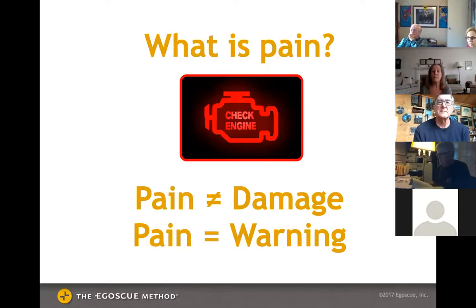So it's your body's protective mechanism. Now, going back to the check engine light, if we were to just say, okay, let's get rid of the pains, let's get rid of that signal, let's just put some duct tape over the light so we don't see it anymore, right? Well, we didn't really fix the problem, right?